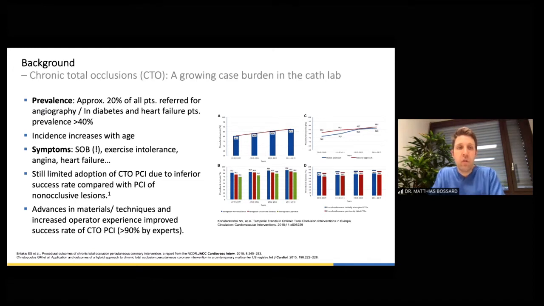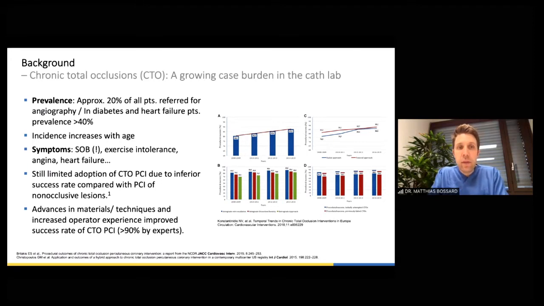Registry data showed that up to 40% of all patients have CTO lesions, and more importantly, that the prevalence of CTO lesions increases with advancing age. The symptoms which most of those patients have are actually not just angina; the majority of those patients present with shortness of breath and exercise intolerance.